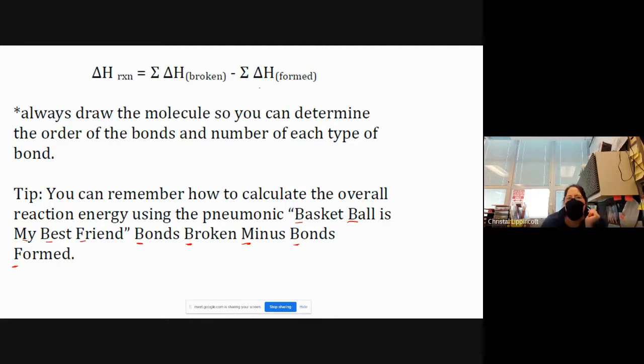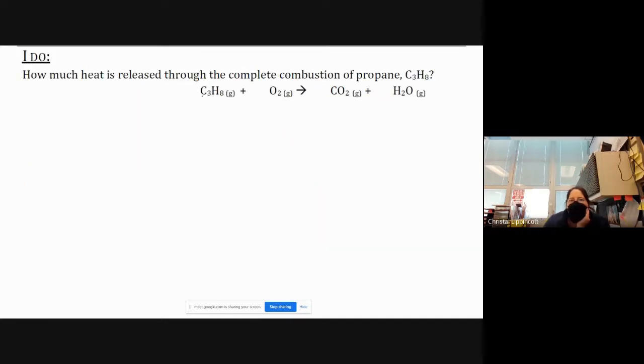All right. So you have to draw the molecule so you can determine what bonds there are and how many of each type of bond there is. So keep that in mind. All right. So step one, we are going to draw our reactants and we're going to draw our products here. Draw the molecules.